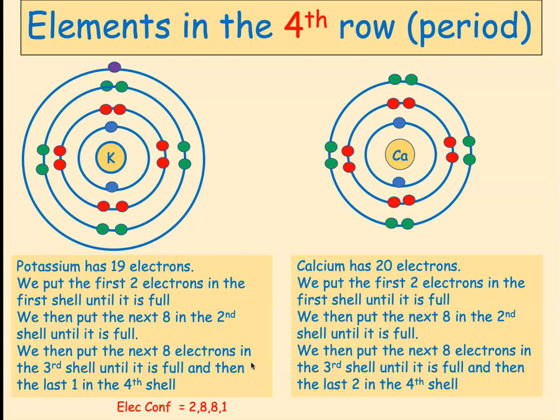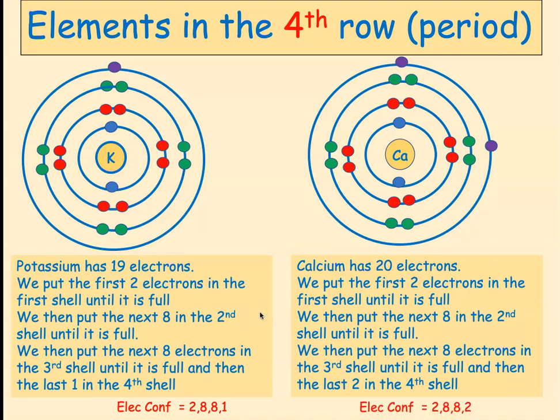Calcium has 20 electrons, so we've already used up 18. I wonder if you can tell me how many we're going to have in the outer shell. That's right, we've got 2. So that makes 20 electrons. And the electronic configuration is 2, 8, 8, 2. And I hope you understand electronic configuration a little bit better.